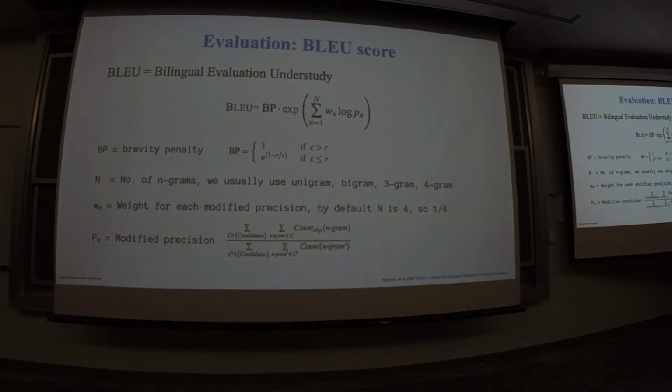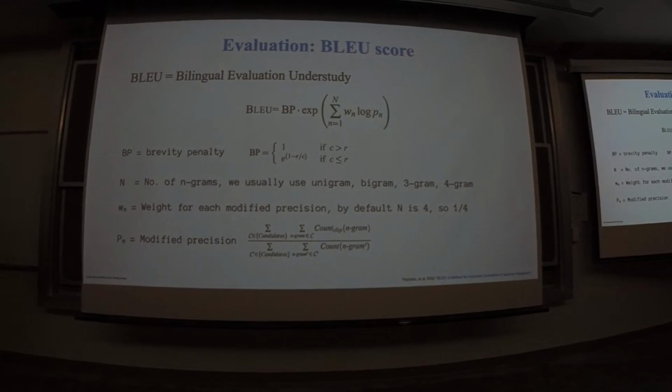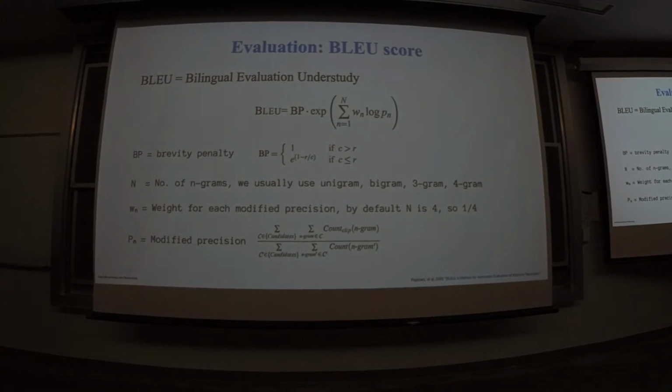So there's that penalization term, and this is known as the BLEU score, and this is what so many of these neural machine translation systems and other machine translation systems are scored with.